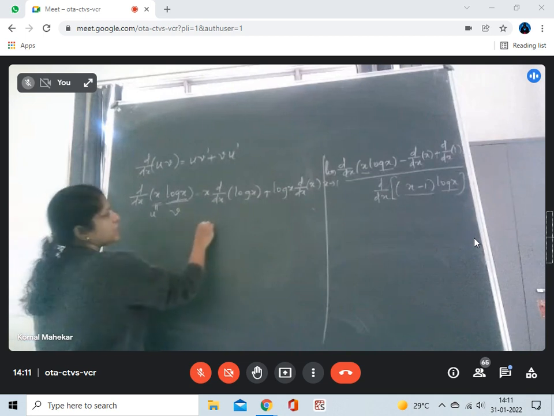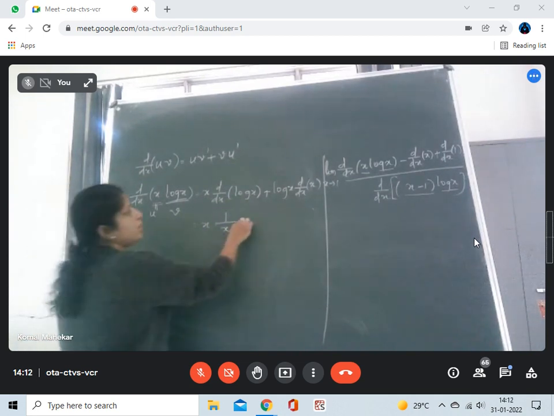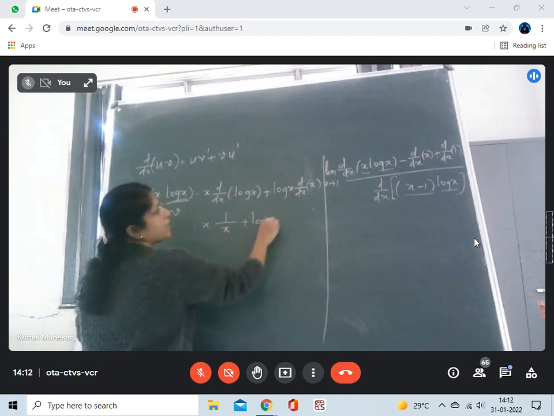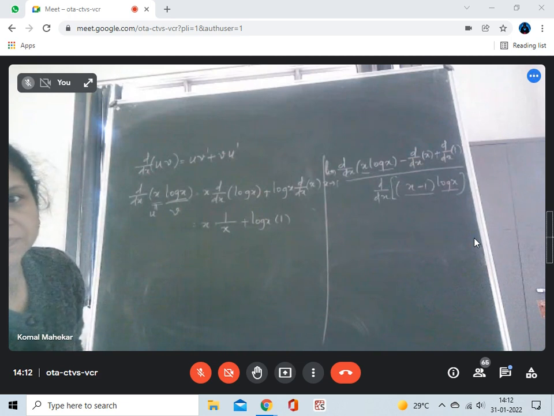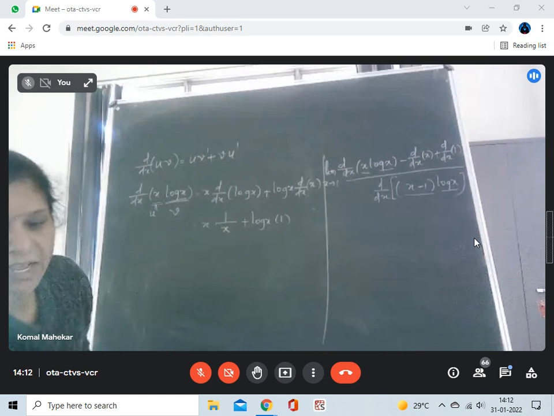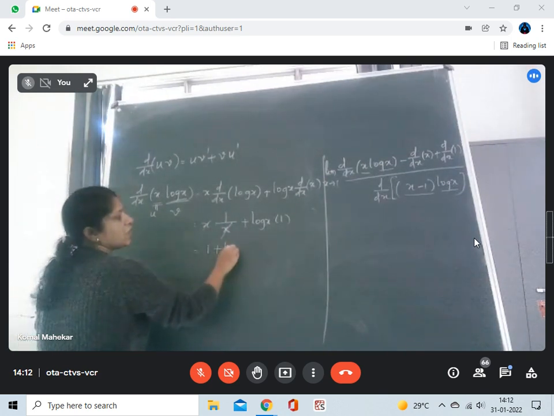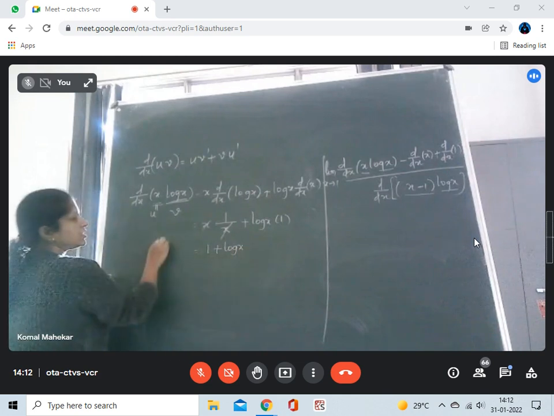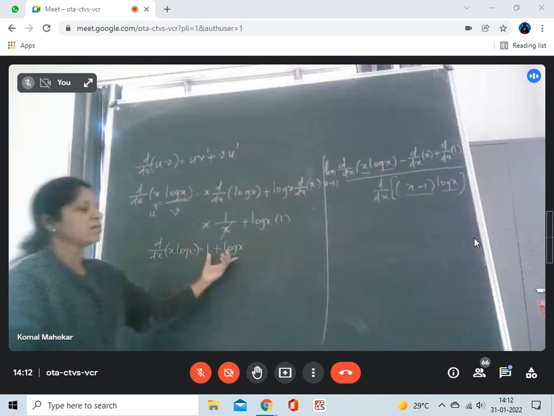So x into the derivative of log x with respect to x, which is 1 by x, plus log x into the derivative of x with respect to x, which is 1. Here x and x get cancelled, we get 1 plus log of x. So the derivative of x into log x is 1 plus log x.